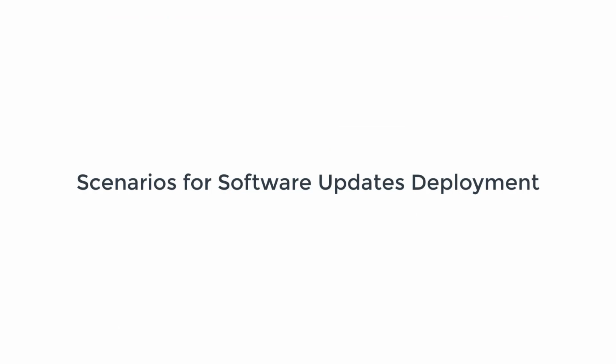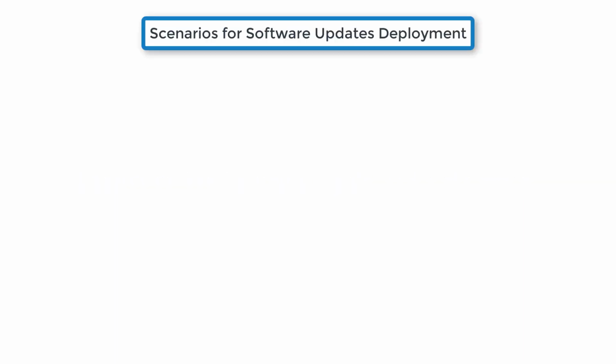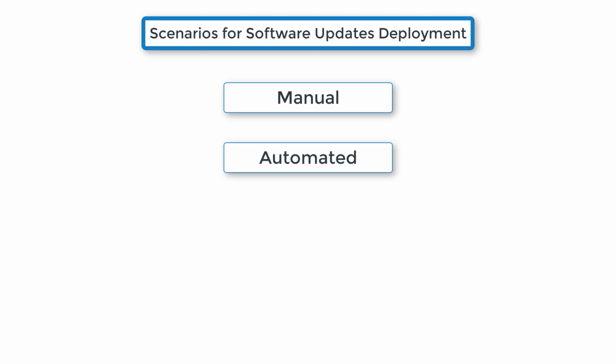All right, now we are going to look at the scenarios for software updates deployment. There are three scenarios we have. One of them is manual, the second one is automated, and the third one is phased software deployment.